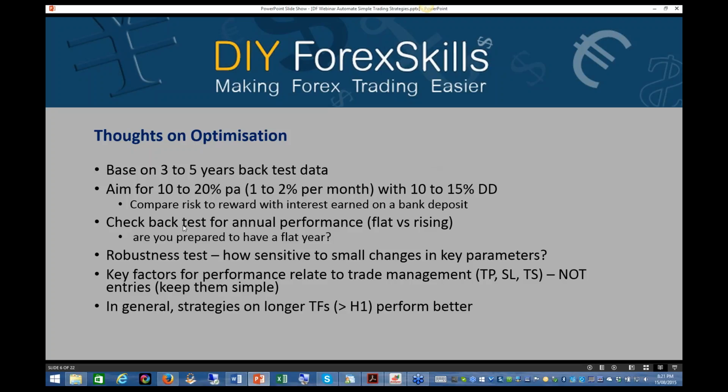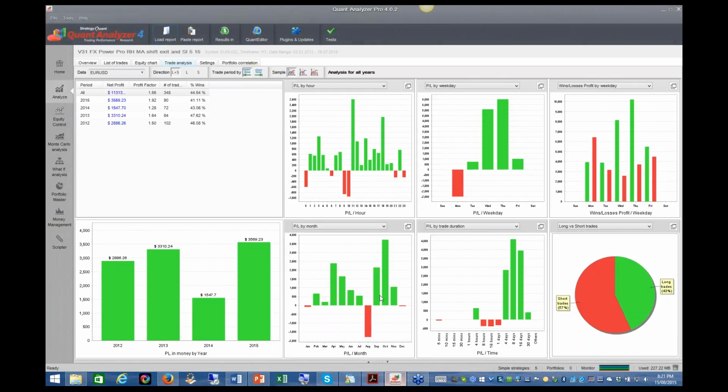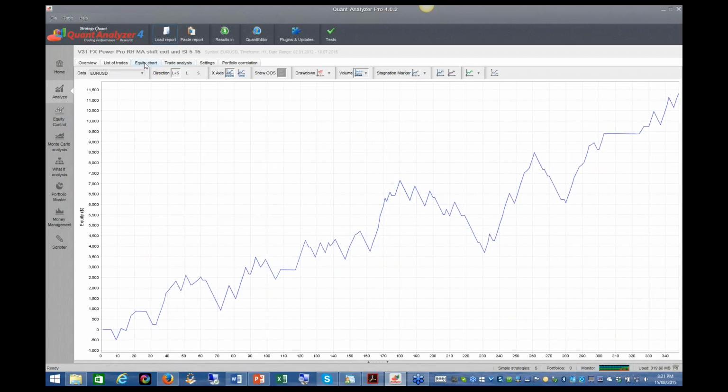The other thing to look at when you do testing is to check the annual performance. Is it flat or is it rising? Let's have a look at one of these. If we go to our rather good one, we can go to our equity chart. I hope. Here it comes. Okay, that equity chart is not too bad. I can also add the drawdown as a percentage.